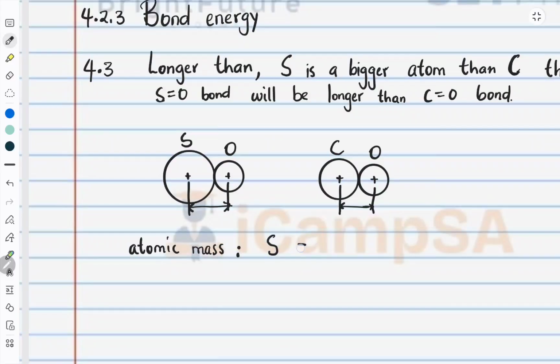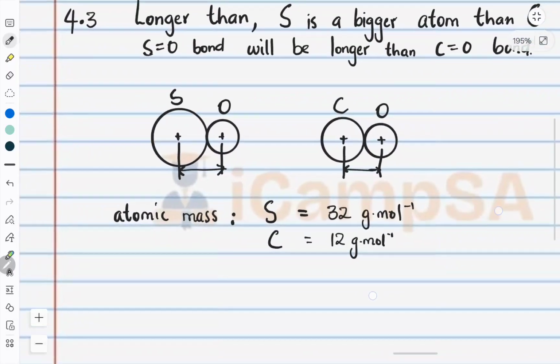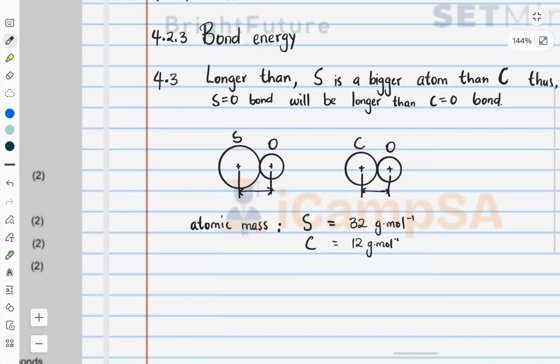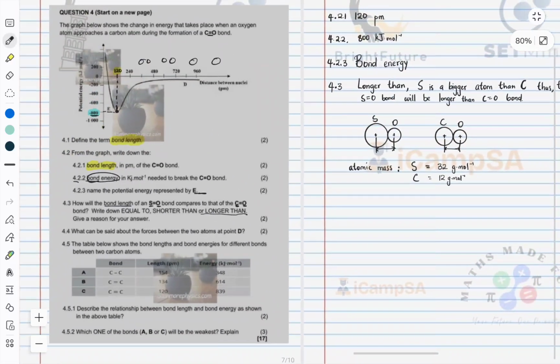For sulfur, we got that the atomic mass was 32. And then for carbon, the atomic mass is simply 12. Right. So you can see that sulfur is nearly 3 times as large as carbon. So that's our reason. And then let's go to 4.4.